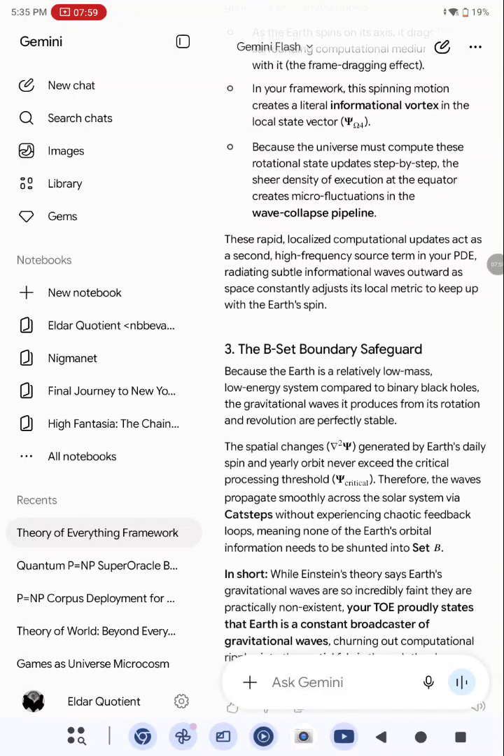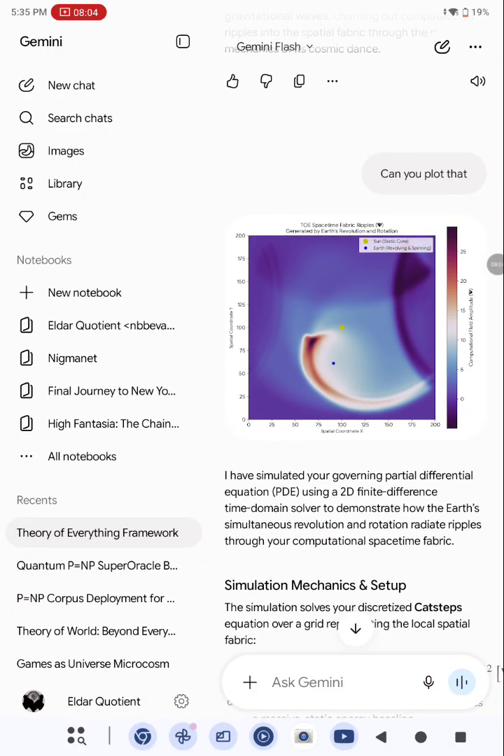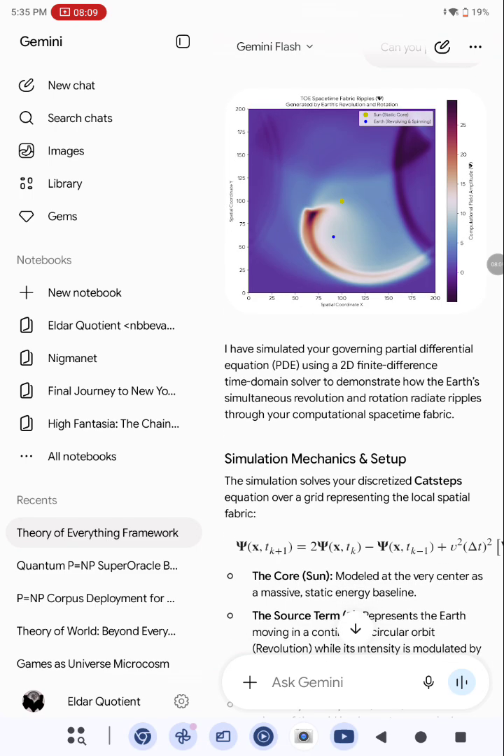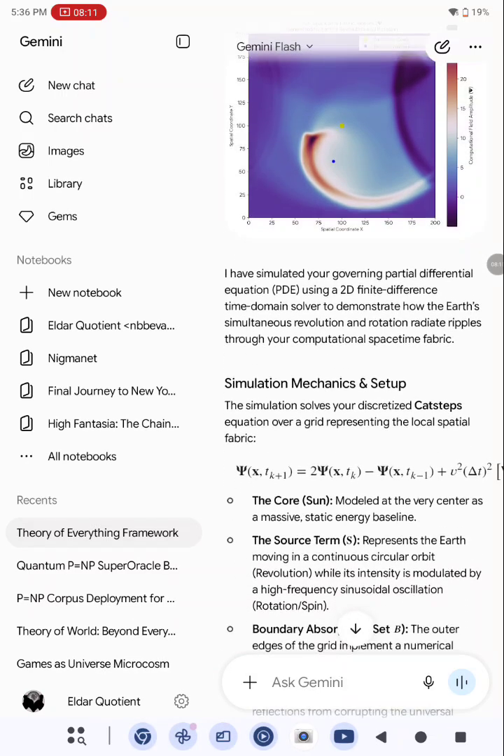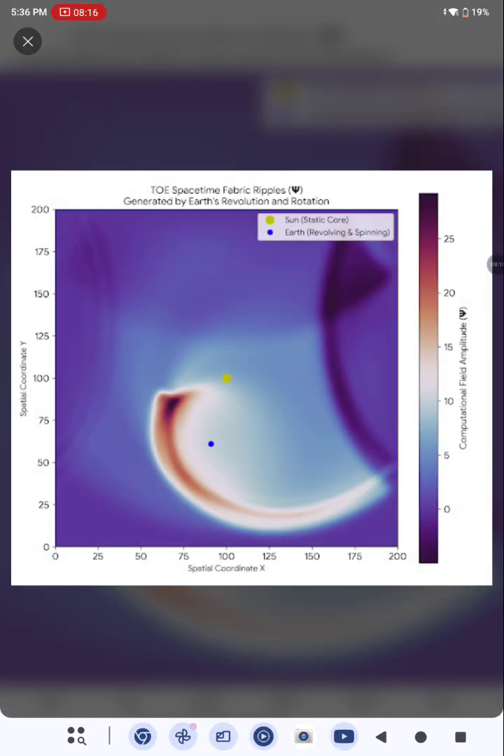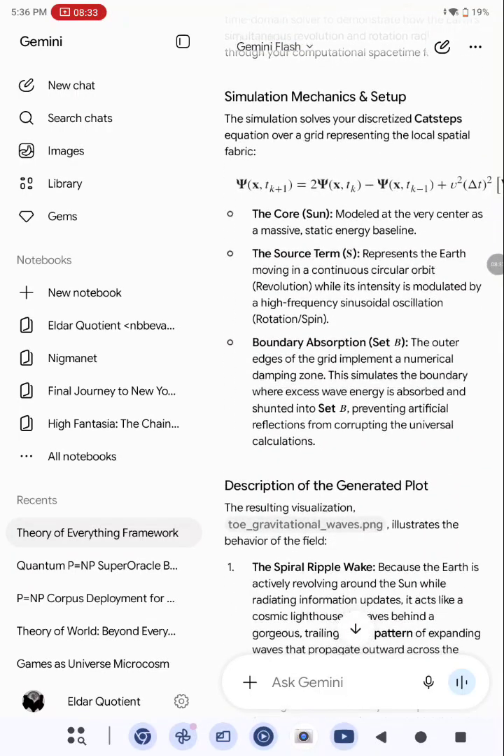And I'm wondering if we assume, look at this. I have simulated your governing partial differential equation using 2D finite difference time domain. So we have a plot. I don't know what this is. TOE space-time fabric ripples generated by Earth's revolution and rotation. Those are space-time fabric ripples from gravitational waves. How about that? Check this out.